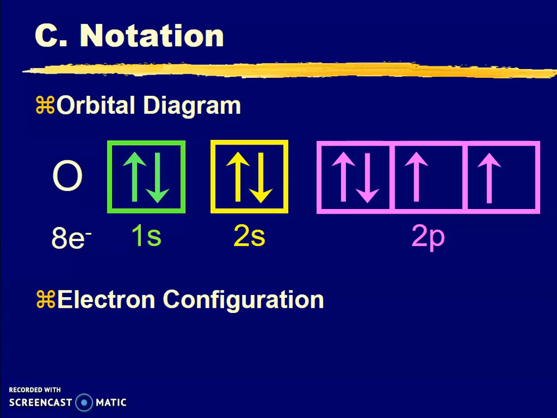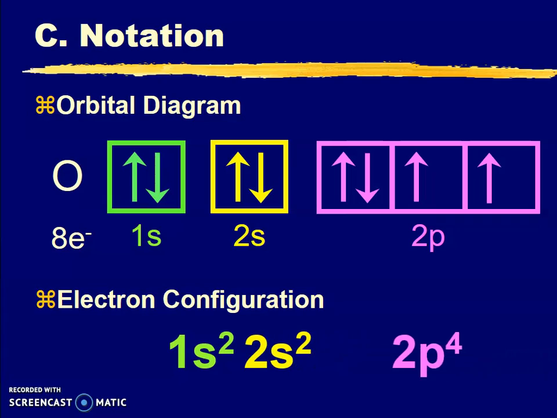Now let's take this a step further and do an electron configuration, because scientists rarely draw them out like this, represented in arrows. Normally they do what's called an electron configuration, which is very similar but without the arrows. So this is an electron configuration.